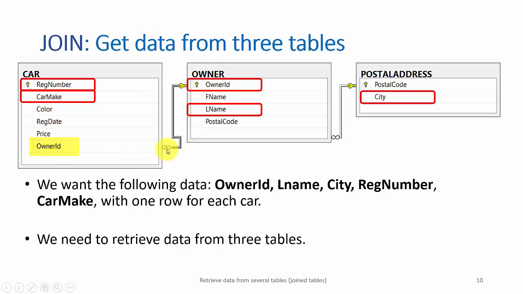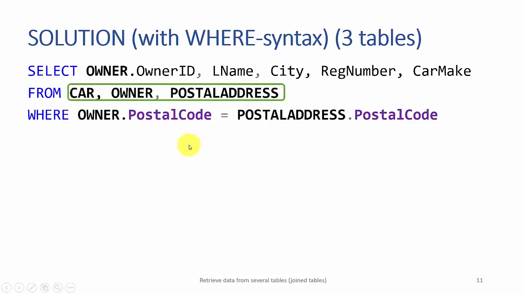This owner ID in the car has to be joined with owner ID in owner, and this postal code in owner has to be joined with postal code in postal address. The way to do that is to start with two of the tables: owner.postalcode equals postal address.postalcode. This is a foreign key, and this is a primary key.